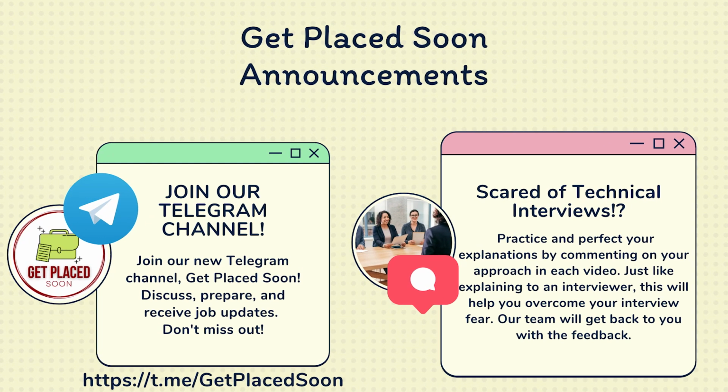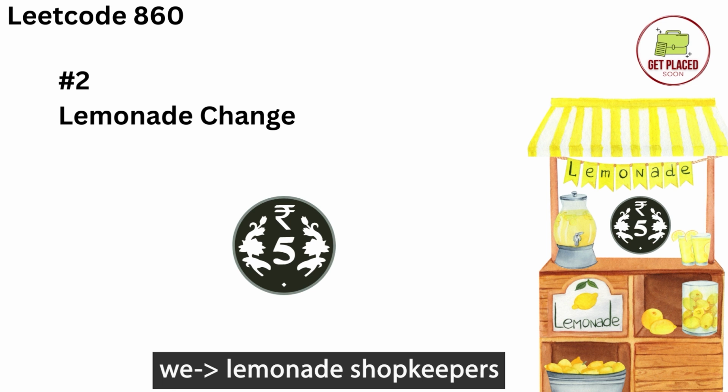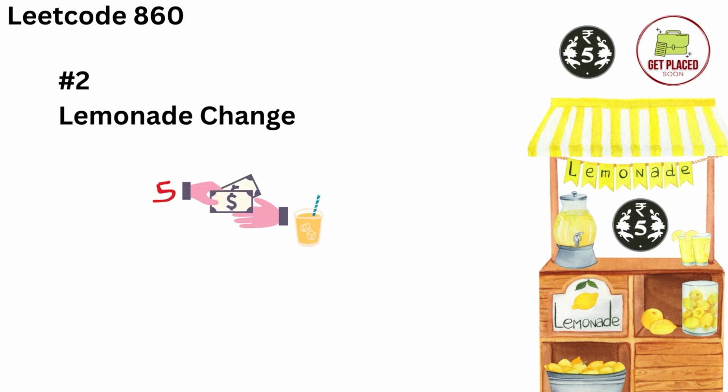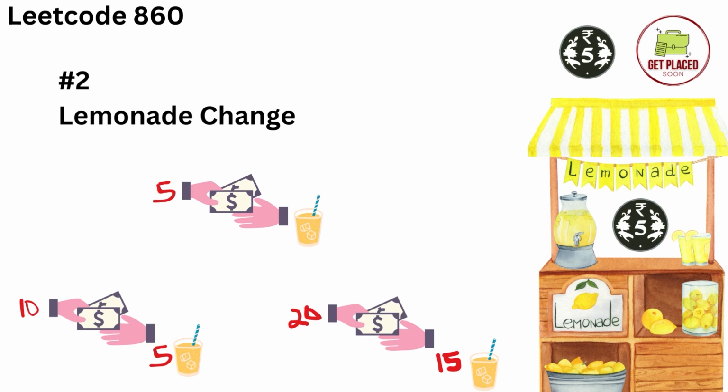In this video, we are going to cover the second problem in our greedy algorithms playlist, that is Lemonade Change. Lemonade Change is LeetCode problem number 860. We are lemonade shopkeepers, so every single lemonade is 5 rupees. When a customer gives you 5 rupees, you give the lemonade. If a customer gives you 10 rupees, you give them 5 rupees change. When a customer gives you 20 rupees, you give them 15 rupees change.